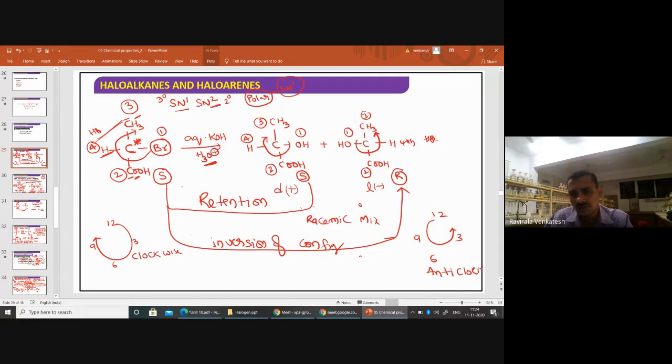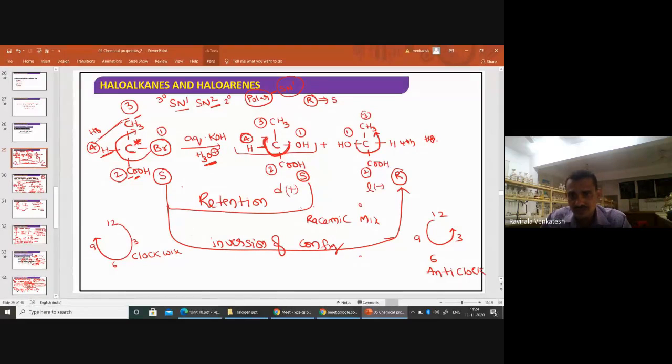Anti means opposite to the clockwise, isn't it? Now for example, you observe here 1, then you go to 2, after 2 leave the fourth priority, next go to 3 here. This direction looks like clockwise, so I have taken clockwise, actually R configuration, but I have taken S because the fourth priority is on the horizontal line. So R will convert into S.